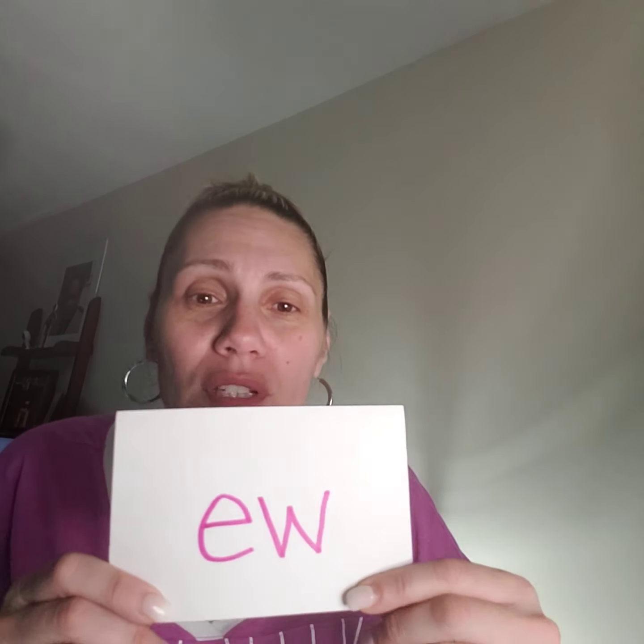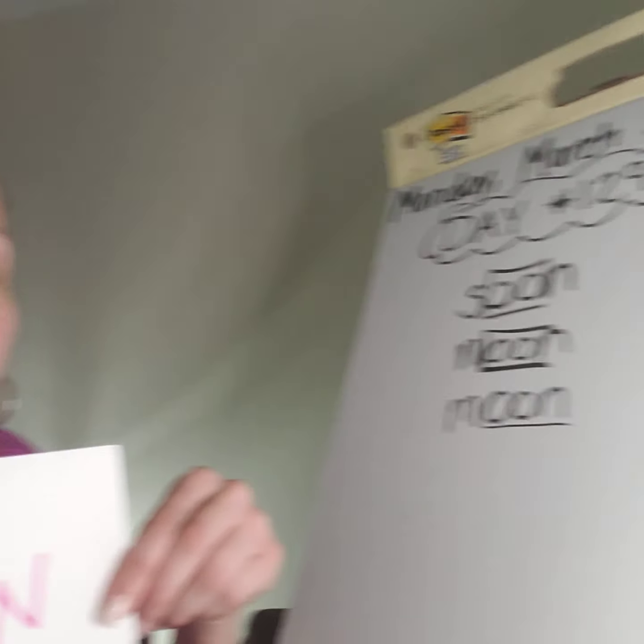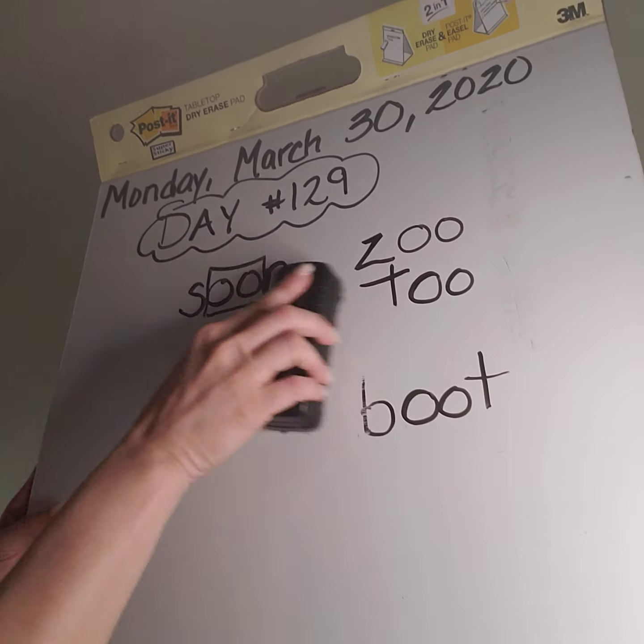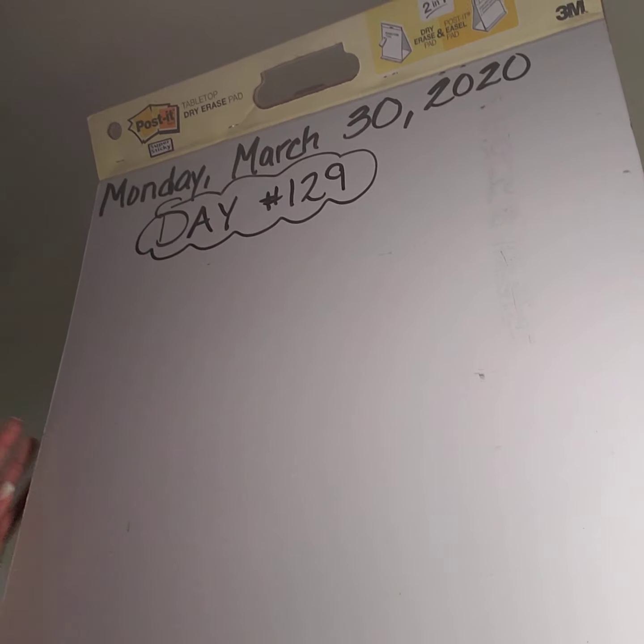Okay, our next one is EW, which still says ooh. EW also says ooh. This isn't as popular as the OO. The OO is definitely the one that is used the most. Now I'm going to show you some examples with EW.